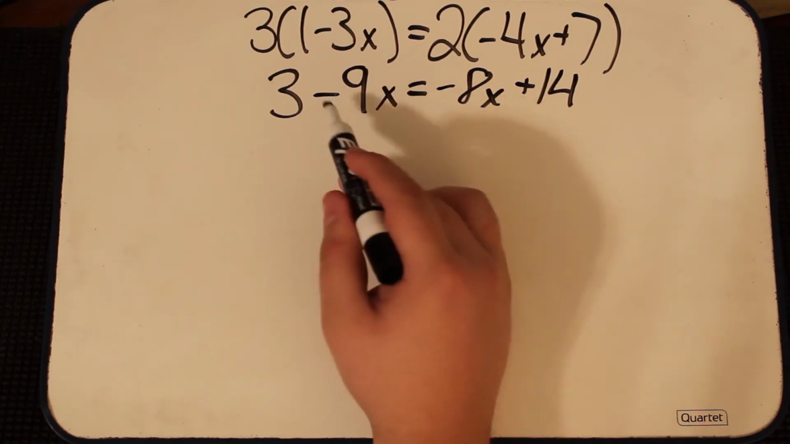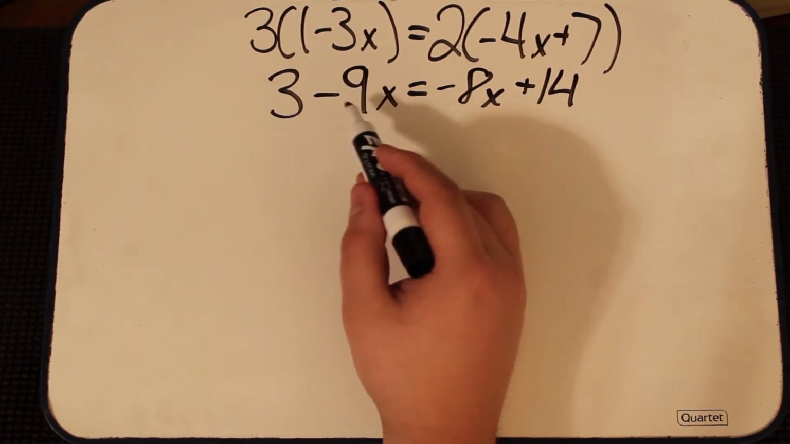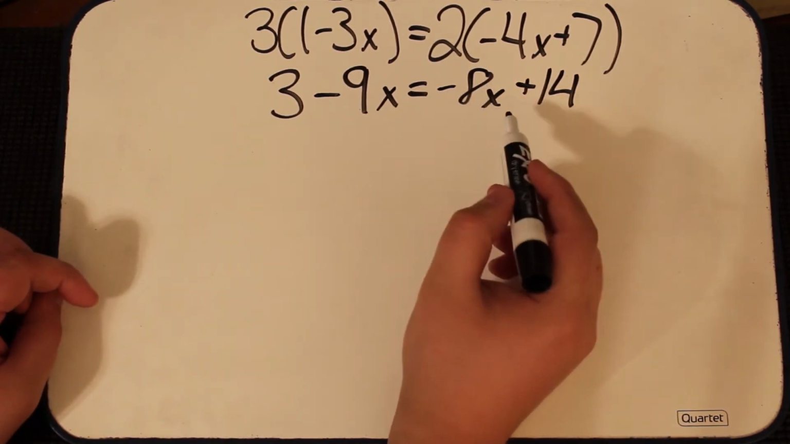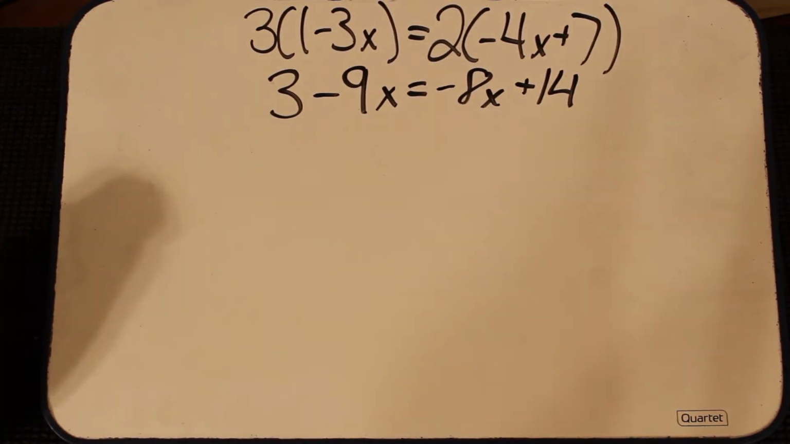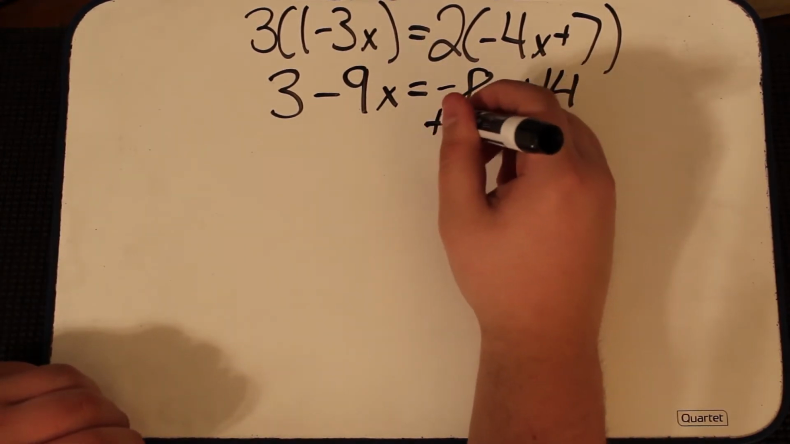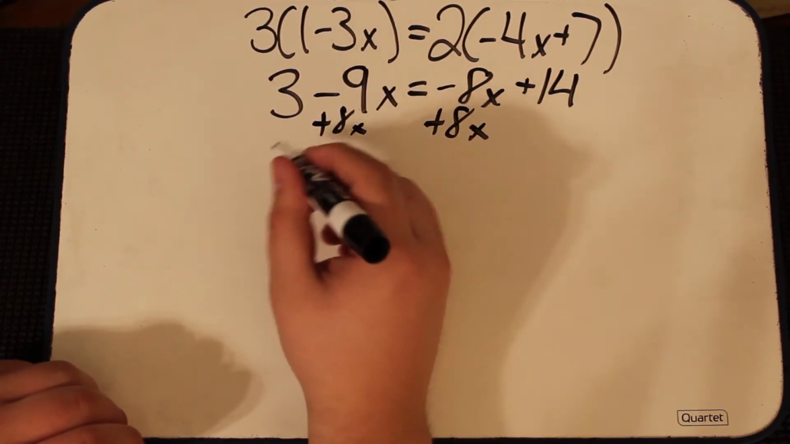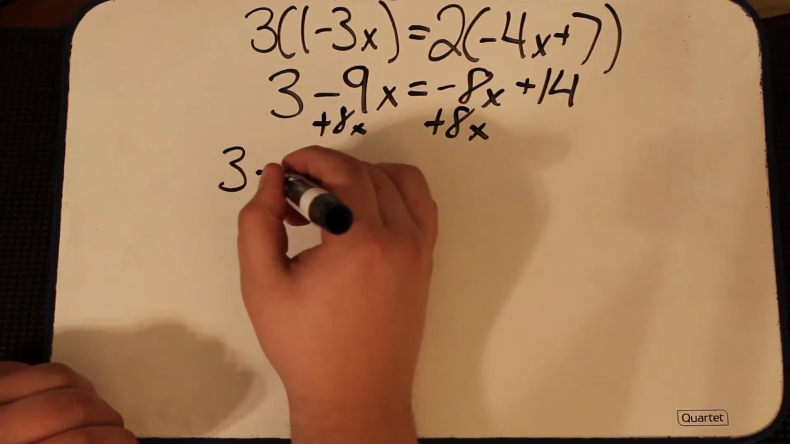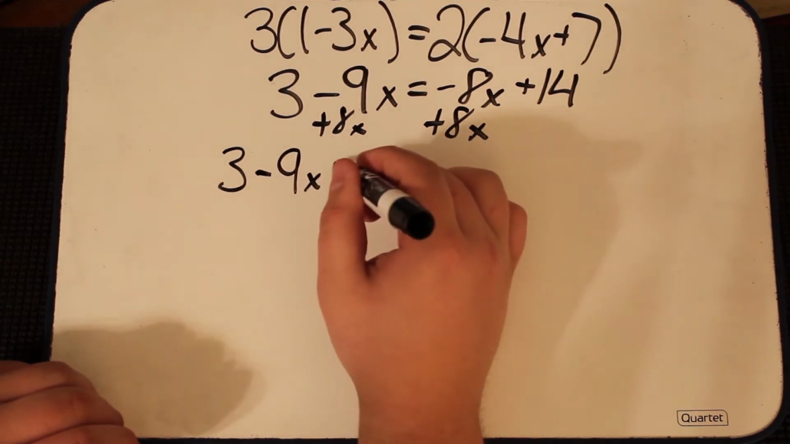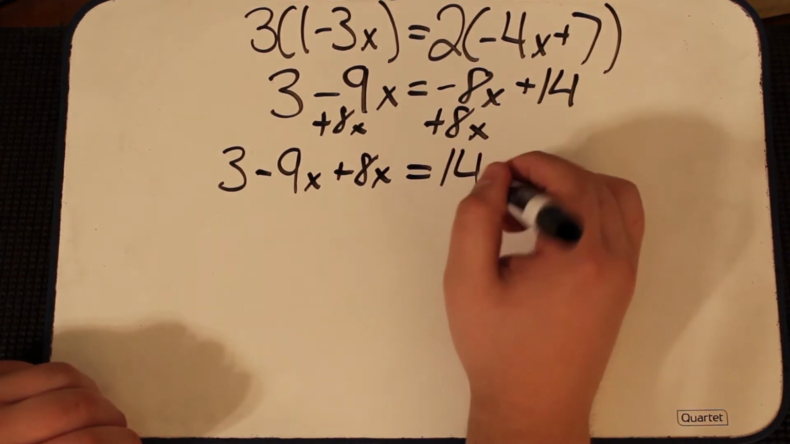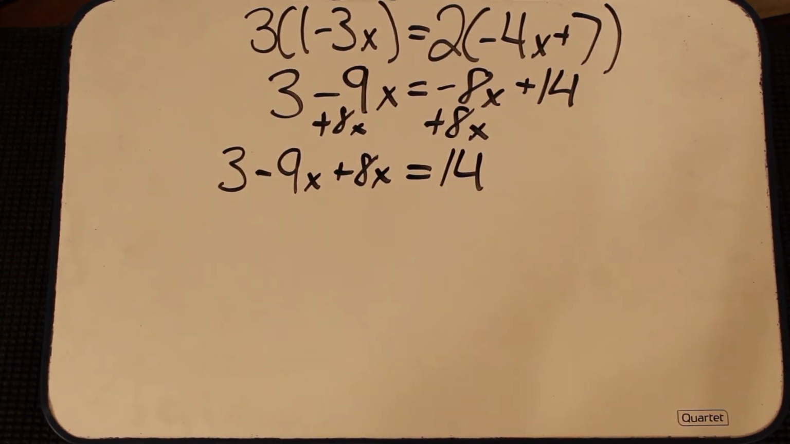If I move my variable terms first, I have my negative 9x on the left side already. So I'm going to move this negative 8x. In order to undo a negative 8x, I have to add an 8x to both sides. So I'll end up with 3 minus 9x plus 8x equals, what do we have left? 14.